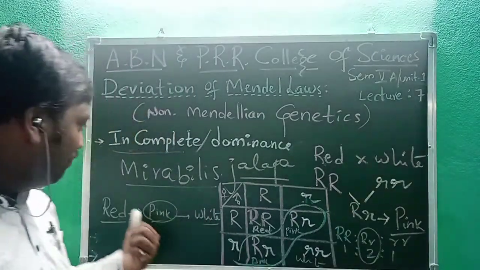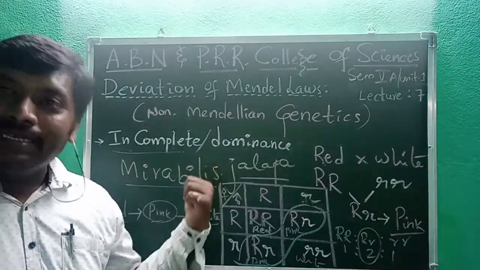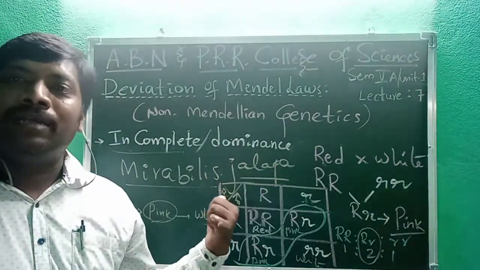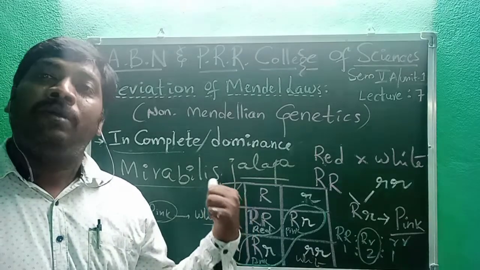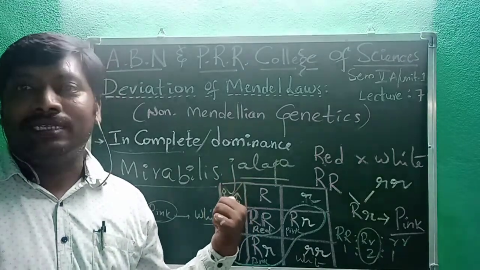The example taken for this is Mirabilis jalapa. It is otherwise called the 4 o'clock plant. Some of the books may refer to it as snapdragon also.